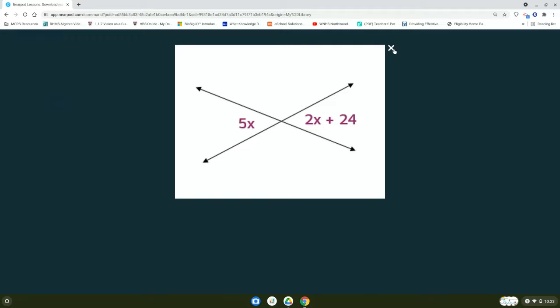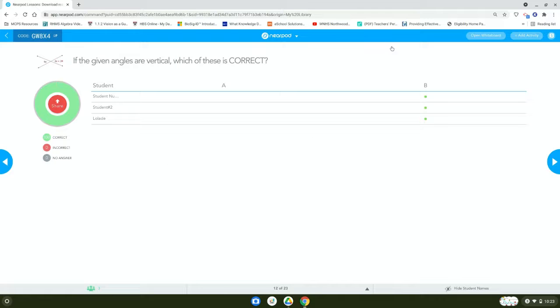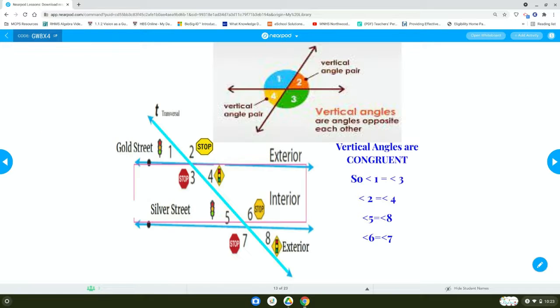Awesome job, students. Awesome job, student number 1. Student number 2, great job, everybody. So those two angles are across each other. They are vertical angles. Specifically, they are vertical angles and they are congruent.